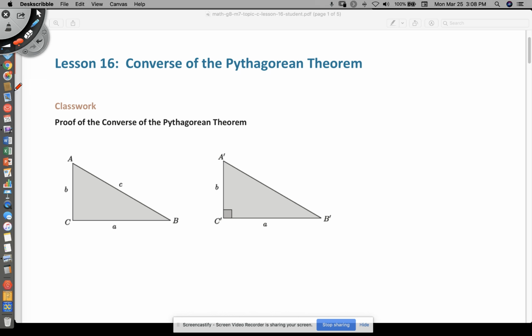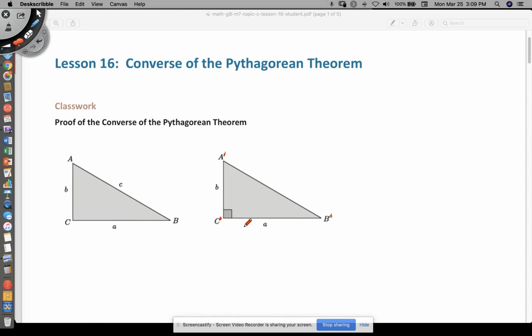This is 8th grade, Module 7, Lesson 16 on Converse of a Pythagorean Theorem. As you see here, we have two right triangles. This is the original triangle. This is a duplicated triangle. And what gives it away are these little hyphens here that show that it has been replicated.